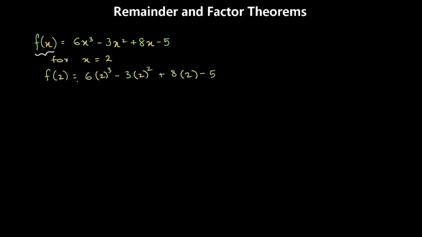So I can call this f of 2, which is equal to 6 into 2 cubed minus 3 into 2 squared plus 8 into 2 minus 5. It's just substituting the value of 2 wherever there's an x in the expression.